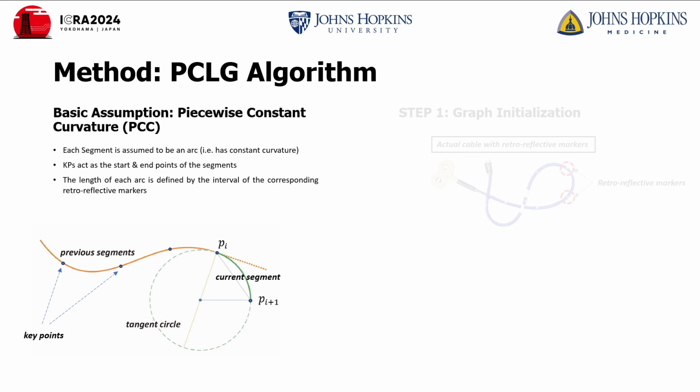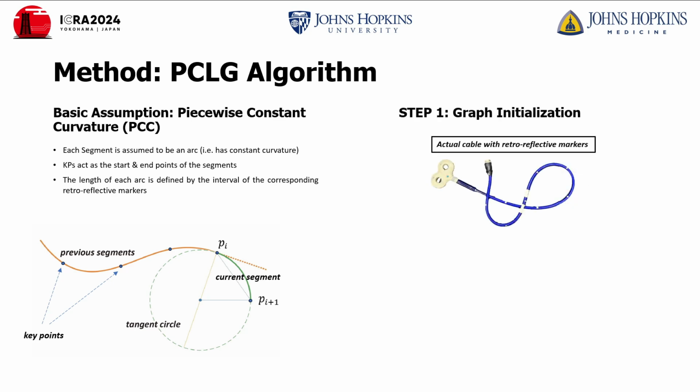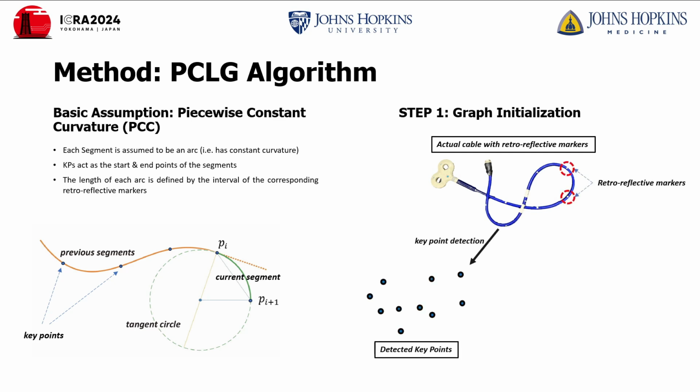So the implementation of the PCLG algorithm is based on a very simple assumption, that is piecewise constant curvature. As you can see in the figure below, any 2 consecutive key points can be connected by an arc. The length of the arc is predefined by the interval of the corresponding retroreflective markers. The key points are the detection results of the retroreflective markers gained from the optical tracker. The graph is initialized by using these KP as the nodes. The edges are formed according to the Euclidean distance threshold. Usually, the threshold is set to be double the actual spacing of 2 neighboring markers.